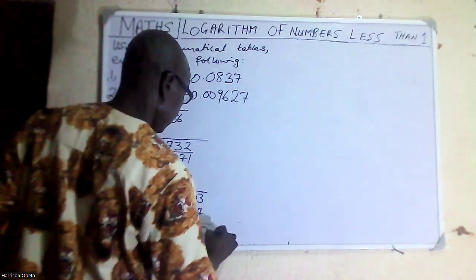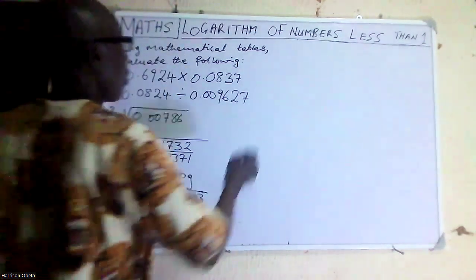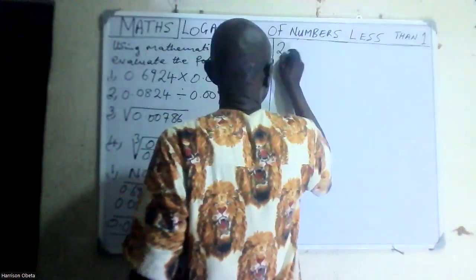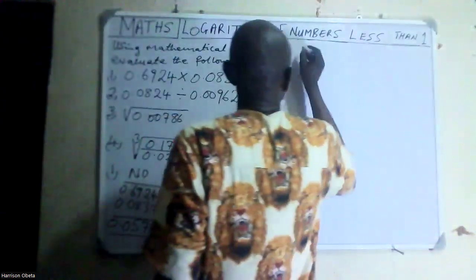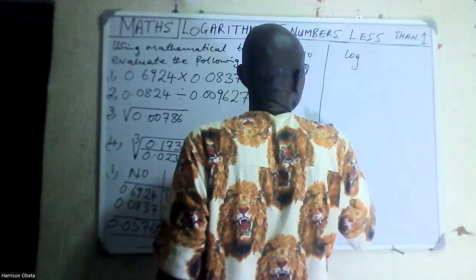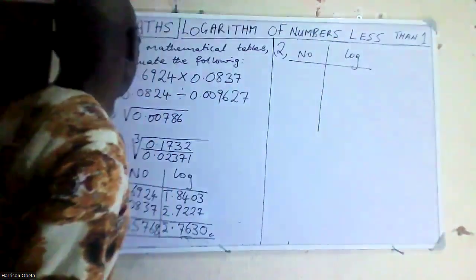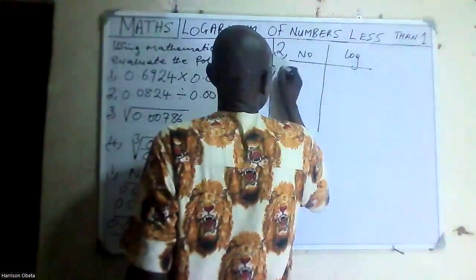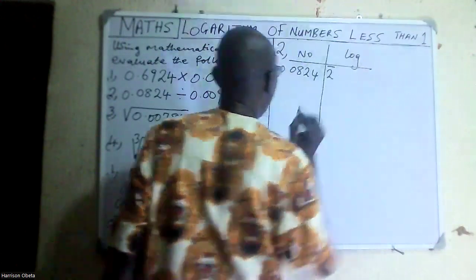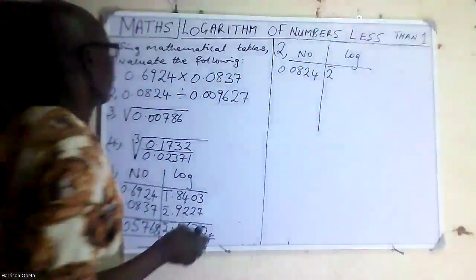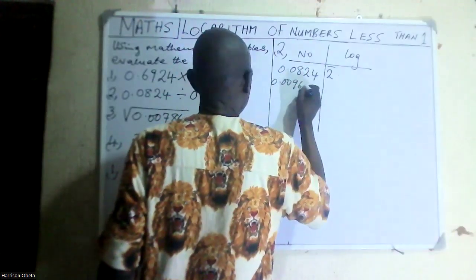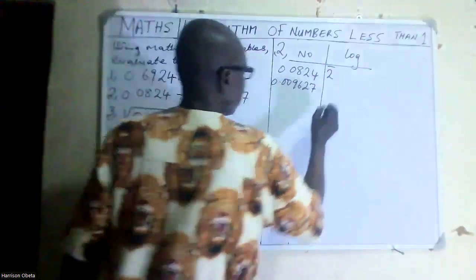So quickly we go over to number 2. Number log. We pick the values 0.0824 bar 2. This is bar 2. The other one is 0.009627. That should be bar 3.